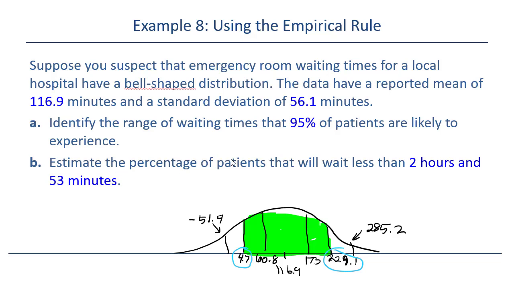If we want to estimate the percentage of patients that will wait less than 2 hours and 53 minutes, we've got to figure out what 2 hours and 53 minutes is. Well, 2 times 60 is 120. 120 plus 53 is 173. Aha! So they're just asking for how many are here and below. So we have to add up all this stuff.